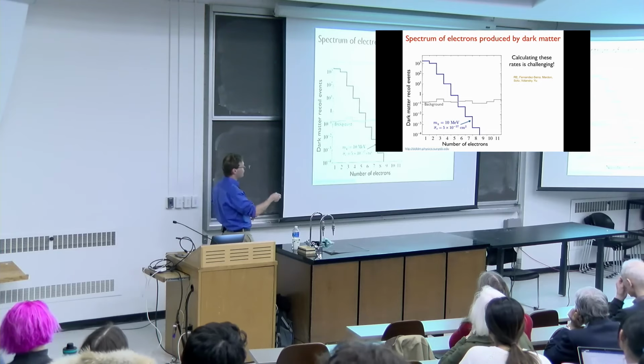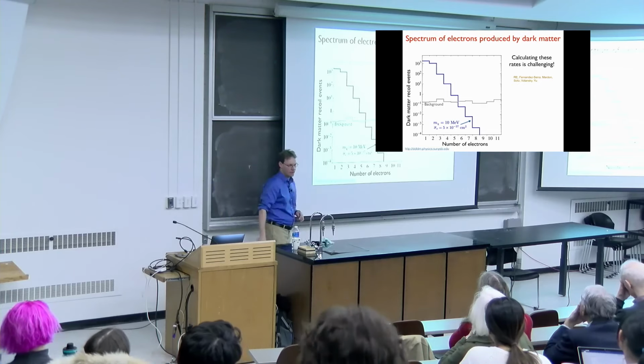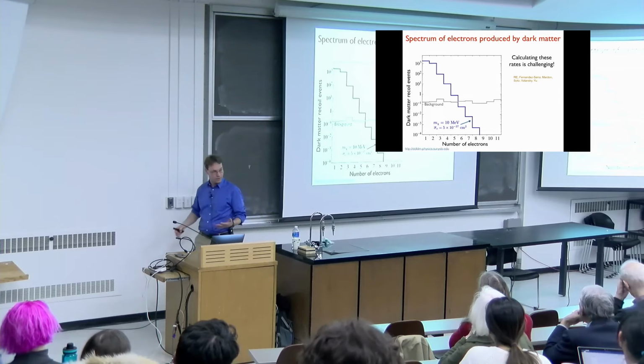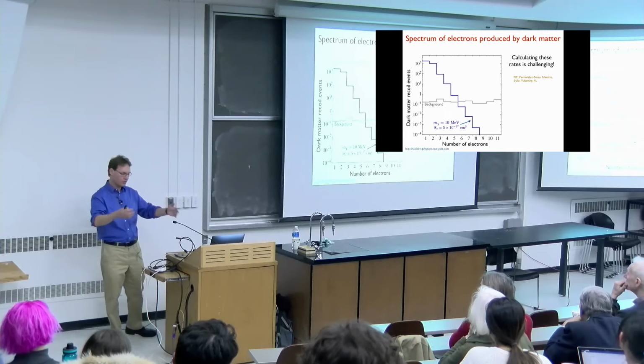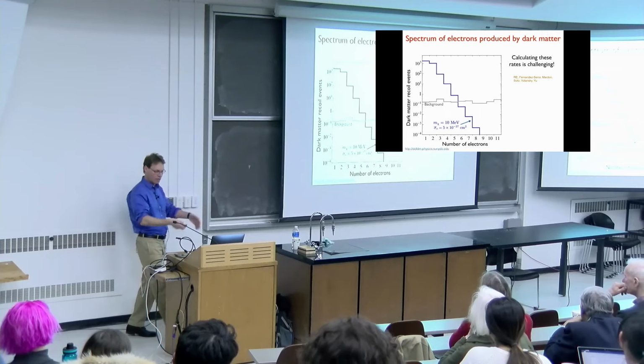Now, calculating these rates is challenging, and that's why you go to your condensed matter friend to ask them to help you, because the electron is part of a many-body interacting system. It's part of a crystal. So it actually is non-trivial to calculate these wave functions of the electron and calculate the rates correctly.